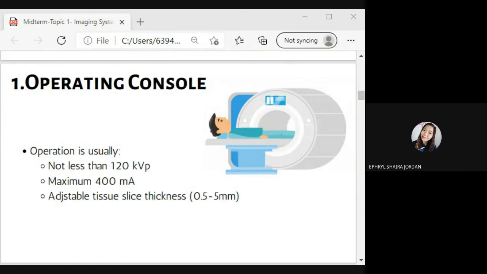There is also an adjustable tissue slice thickness, which is normally between 0.5 to 5 mm. The slice thickness is selected from the console by adjustment of the automatic collimator and by selection of various rows of the detector assembly. Later on, we will discuss the collimators also.